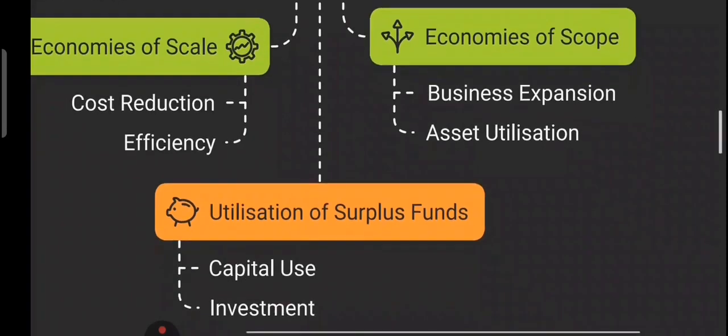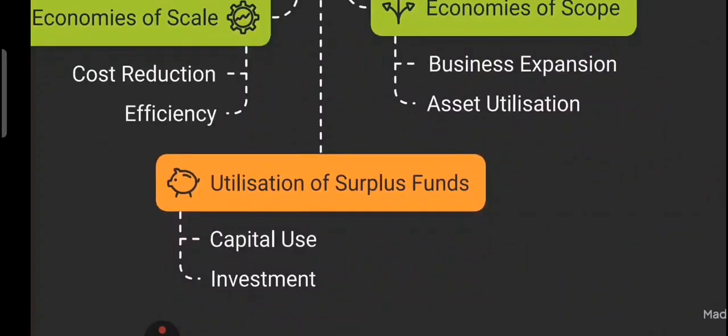Then finally, merger ensures utilization of surplus fund. Idle capital can be reinvested smartly into strategic areas for growth. That is called utilization of surplus fund. That means idle capital can be reinvested smartly into strategic areas for growth.